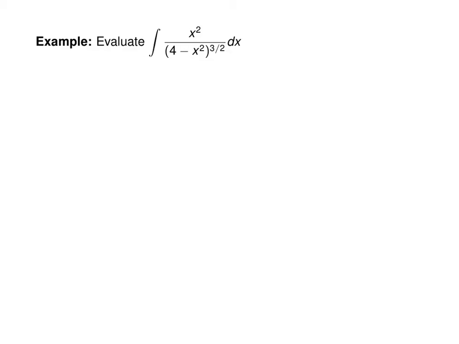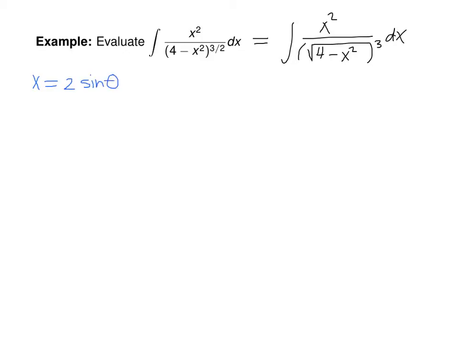So for this first example, we have the integral of x squared over (4 minus x squared) to the 3/2 power. It doesn't look like there's a root, but there actually is, because this could be written as x squared over the square root of 4 minus x squared, cubed, dx. So that's of our first form, and we're going to let x equal 2 sine of theta, in which case dx is equal to 2 cosine theta d theta.